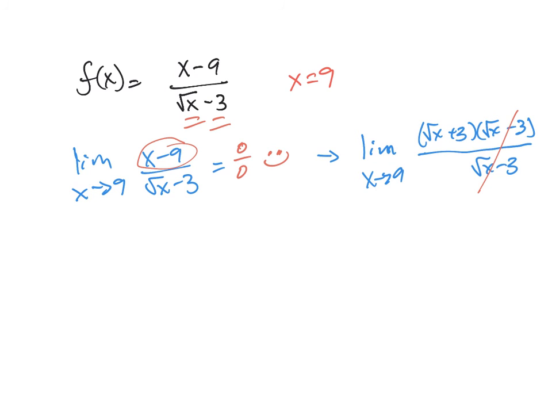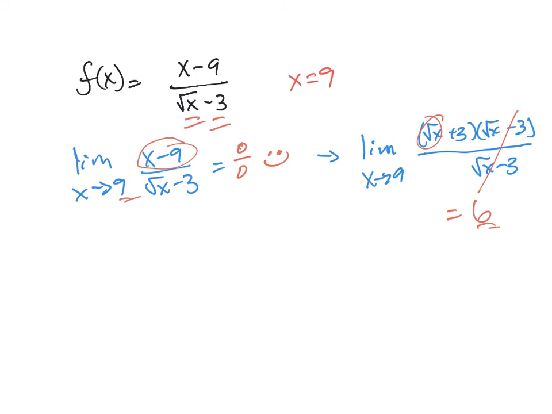And now when I do substitution, the value of this limit is 3 plus 3, which is 6. Right? The square root of 9, if I plug 9 in there, is 3, plus 3 is 6. So I'm going to fill the hole with (9, 6).